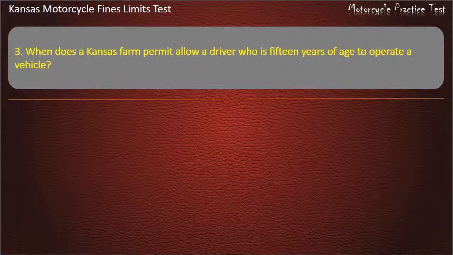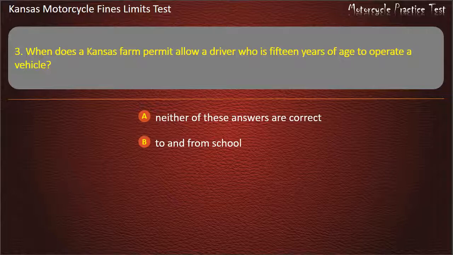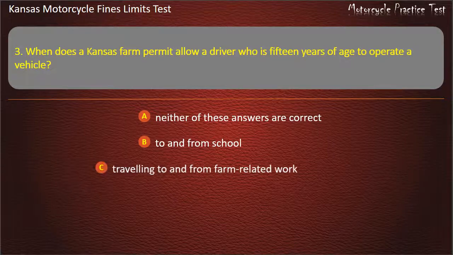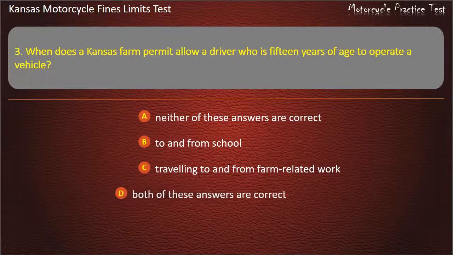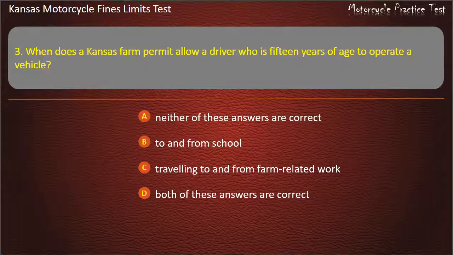Question 3. When does a Kansas firearm permit allow a driver who is 15 years of age to operate a vehicle? Neither of these answers are correct. To and from school. Traveling to and from farm-related work. Both of these answers are correct. Answer: Both of these answers are correct.